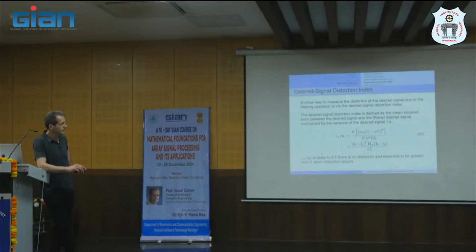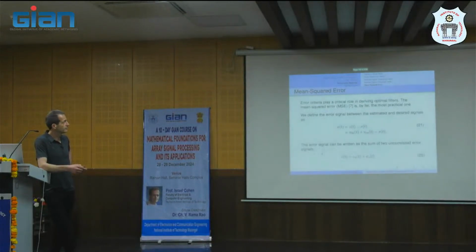Okay, so from here we can move to here, and many times we want this distortion index, which is roughly between 0 and 1, it's normalized, to be as close as possible to 0. So we want to find H such that this expression is as close as possible to 0, which means that the signal is less distorted.